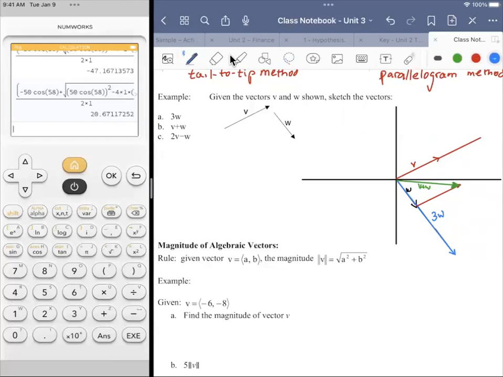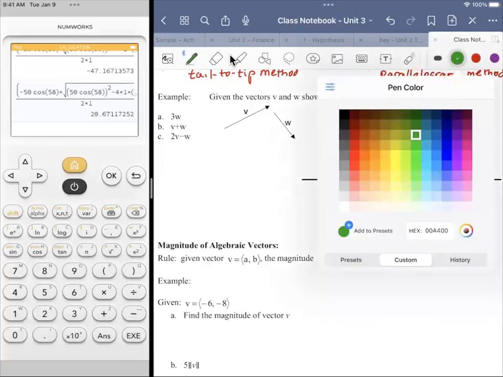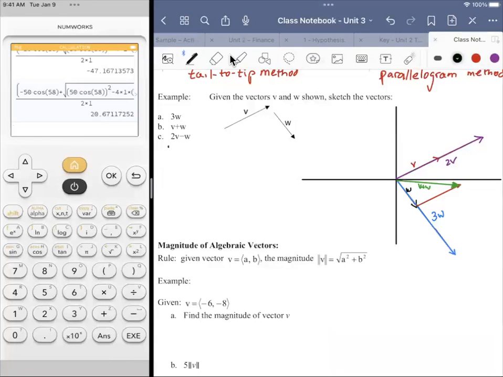All right, give it a new color. Going to go like this purple here. This whole line segment is now 2V, or the new vector, I should say. Now 2V, that was the easy part. The other part, the negative W, we can think of this as 2V plus negative W.